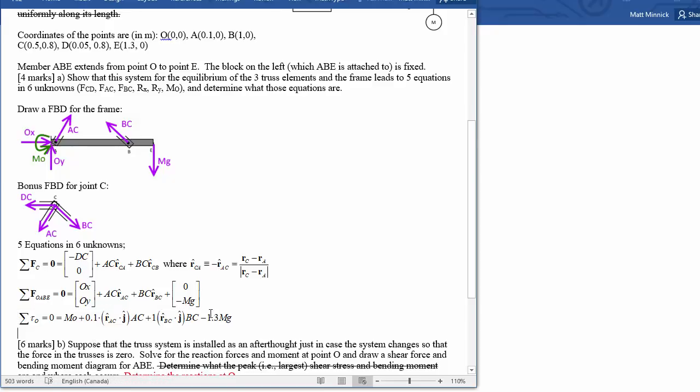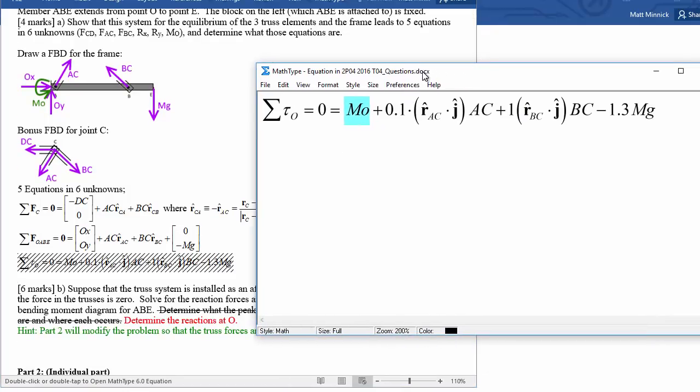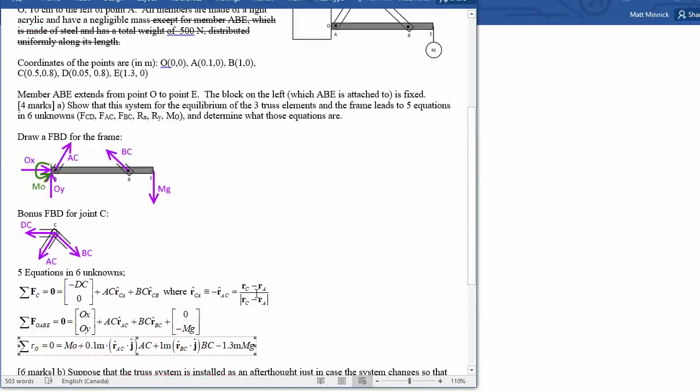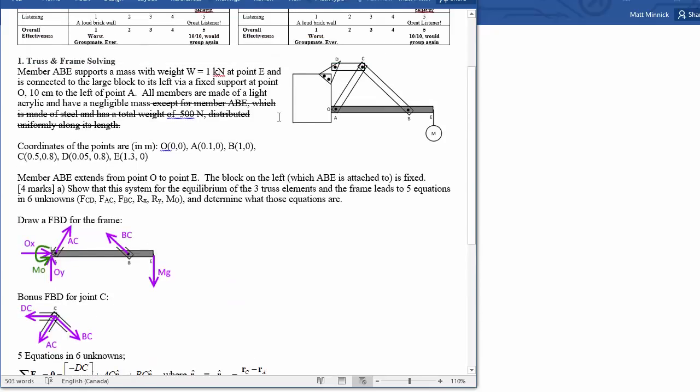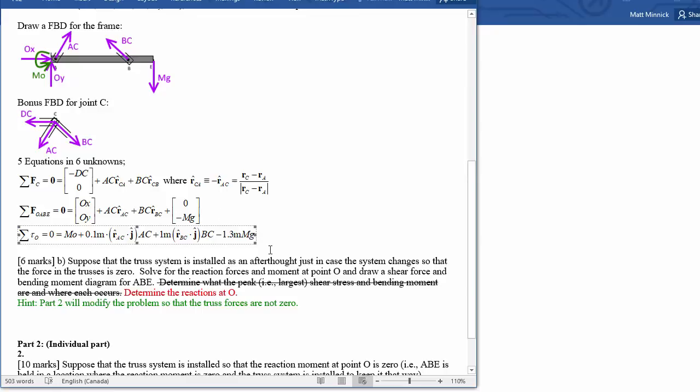Oh, you know, hold on a sec. I messed this up. Because MO doesn't have a length in it, we weren't able to divide that. So we do need to write this in as meters. Okay, great. So that means MO is going to be 1.3 meters times mg. So multiplying the 500 newtons by 1.3, that's 650 Newton meters, which should be what MO is. You could have solved that with Maple, no worries.